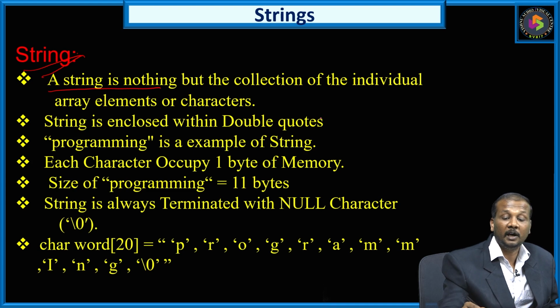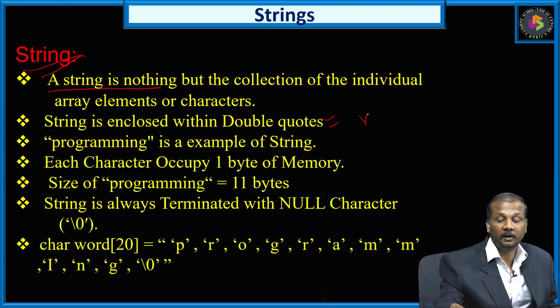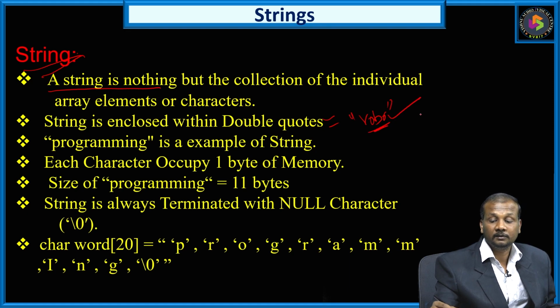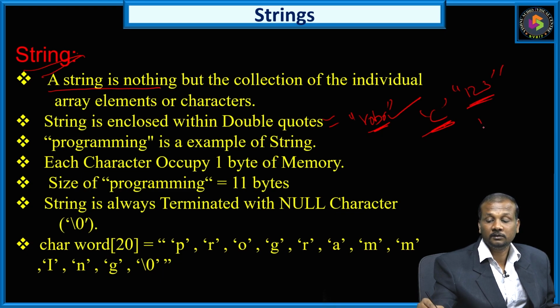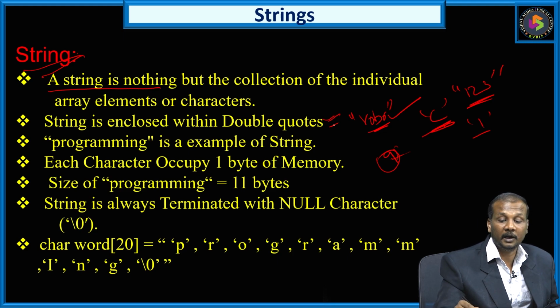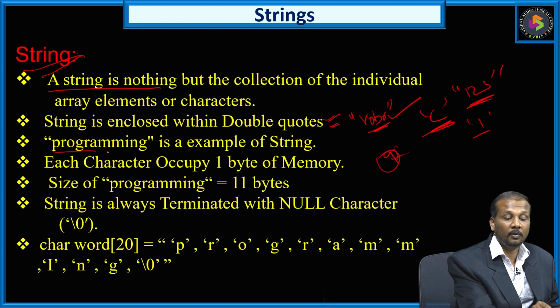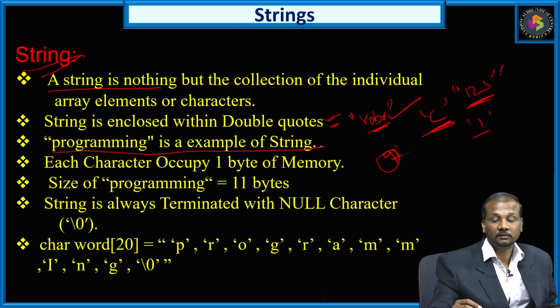A string is enclosed with double quotes. For example, write some word like "robo". This is double quoted, so it is called a string. It is a character string. A string including numbers is also a string. This is a character string. This is an integer type, not a string. This is an integer value. A string is enclosed with double quotes. Programming is an example of a string.